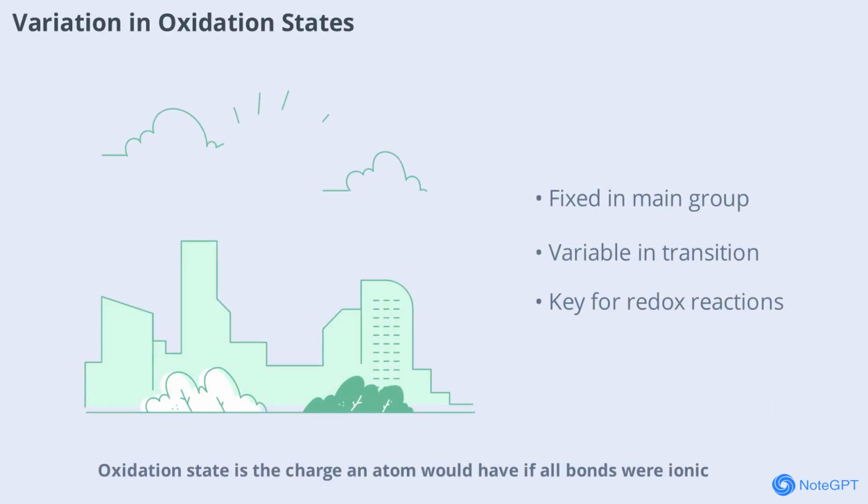Oxidation state is the charge an atom would have if all bonds were ionic. Main group elements usually have fixed oxidation states, but transition elements can exhibit multiple states. This variation is due to the availability of d orbitals, allowing transition metals to form a variety of compounds. Understanding oxidation states is key to mastering redox reactions and complex ion formation.